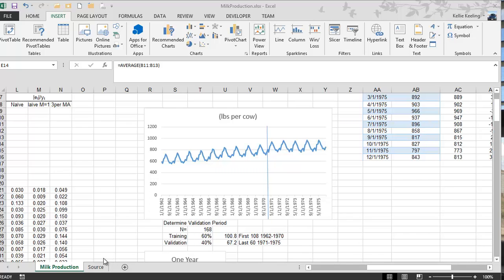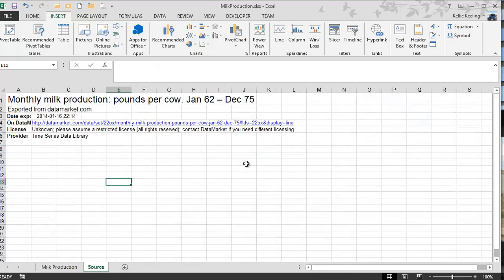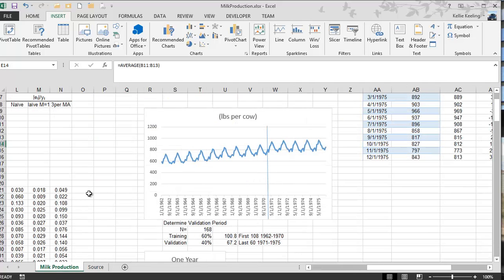So this is a data set. Actually, several of you used it on your case assignment. So, monthly milk production, this is from datamarket.com. This is a nice little place to get some time series data as well as lots of other kind of data as well. So this is actually a subset of this data market area specific for time series data. And what it's showing us is milk production, pounds per cow from 1962 through 1975, and it's monthly data.